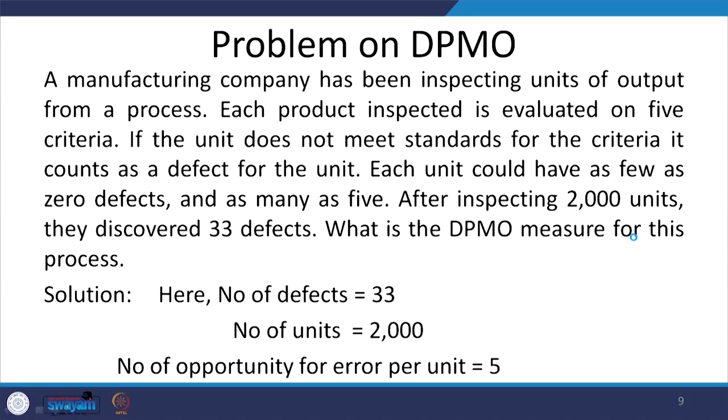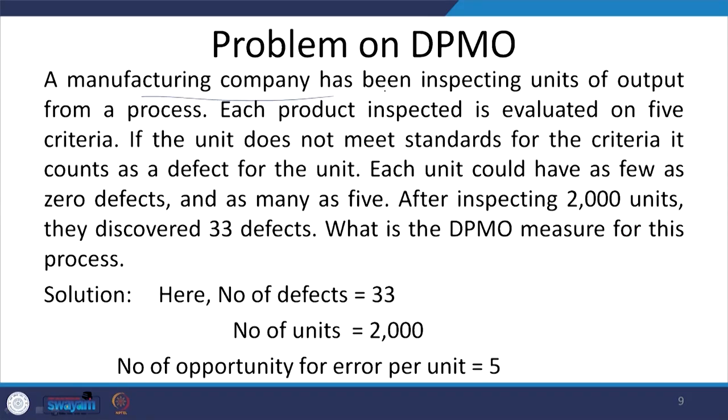If your DPMO is coming within the limit, that is 3.4 parts per million, then we say that the process is in Six Sigma limits. But if the DPMO calculation comes more than 3.4, then we will say that no, it is not, it is giving more defects, therefore this is still not Six Sigma. So that's how you continuously improve also. Let us see this example.